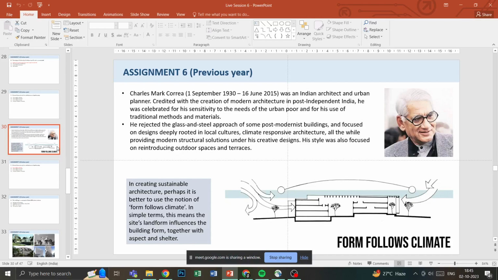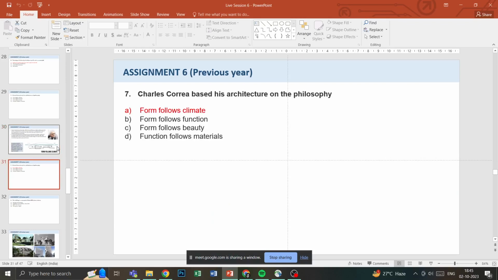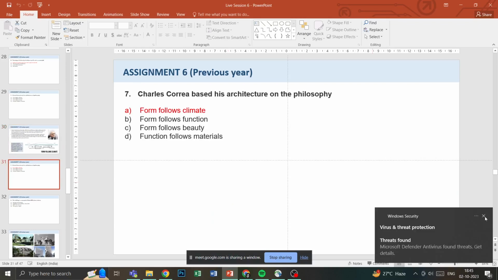And in places where it rains a lot, you have to have sloping roofs so that the water is not accumulated on your terrace. All these aspects are because of the climate of a space. All these points emerge as a response to the climate or the geography of that place. This is what he meant when he said that form follows climate. So the answer is A, form follows climate.